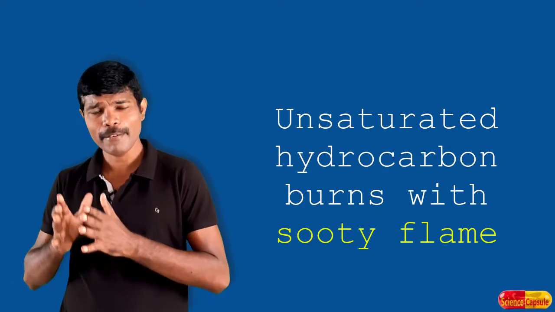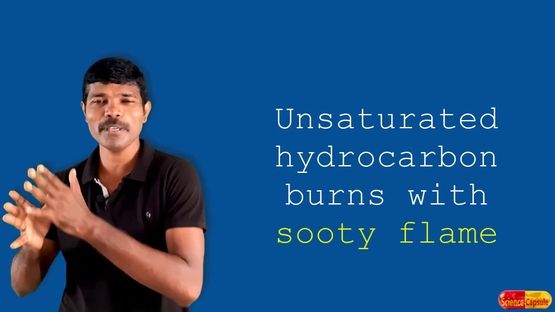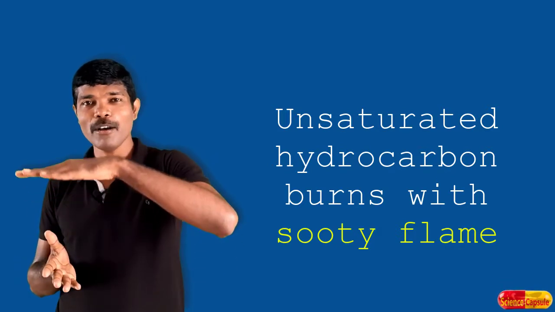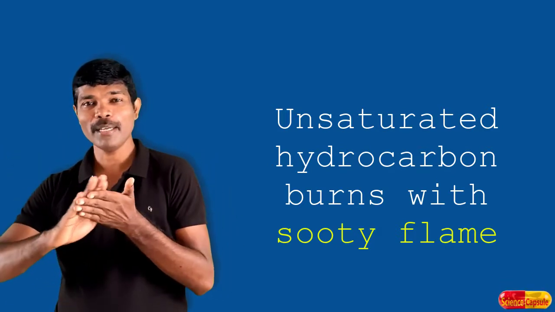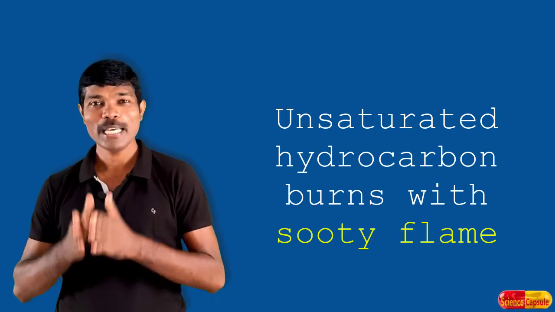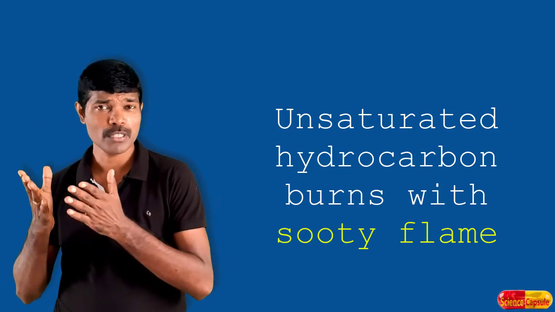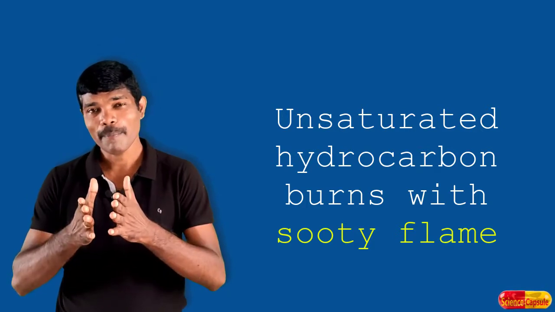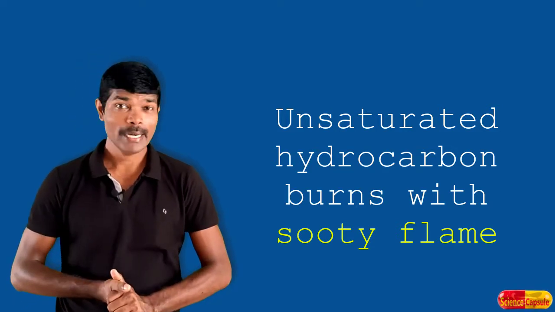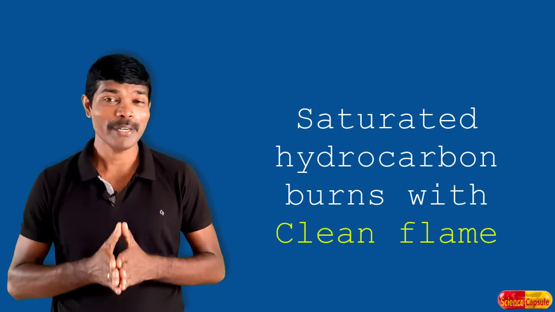So if we burn any carbon compound and it produces a smoky flame or a sooty flame, how can we identify it? If we place any object over the flame, then the object will get blackened. So black tiny deposits, that is carbon deposits, you can see. Such tiny carbon particles we call soot, or it produces a smoky flame. So the carbon compounds which burn with a smoky flame will be unsaturated hydrocarbons, and the hydrocarbons which burn with a clean flame, we call them saturated hydrocarbons.